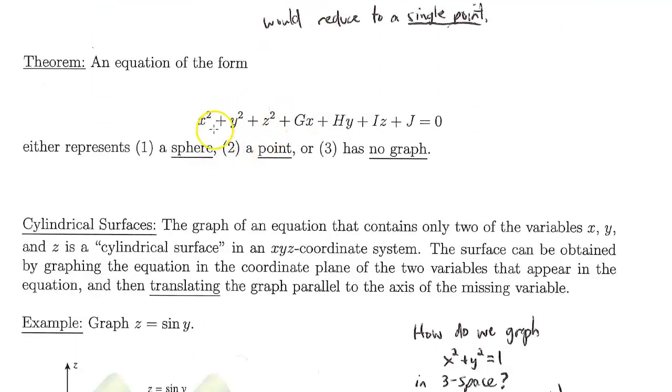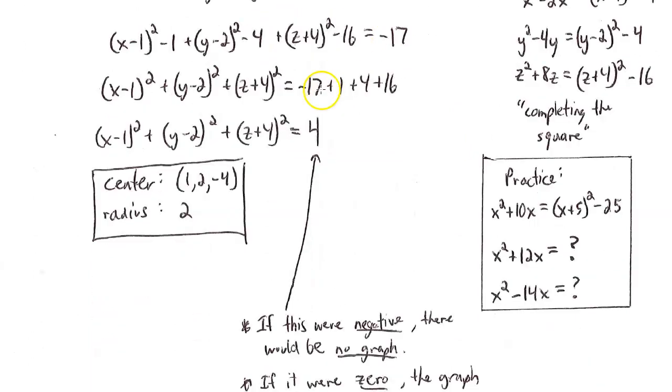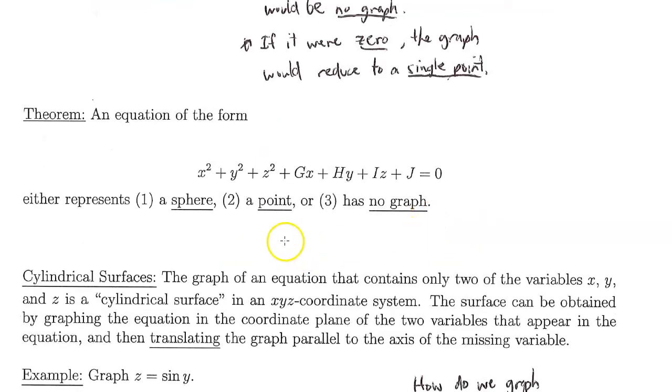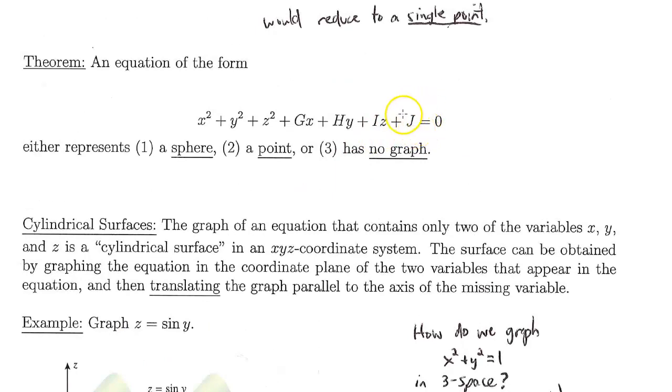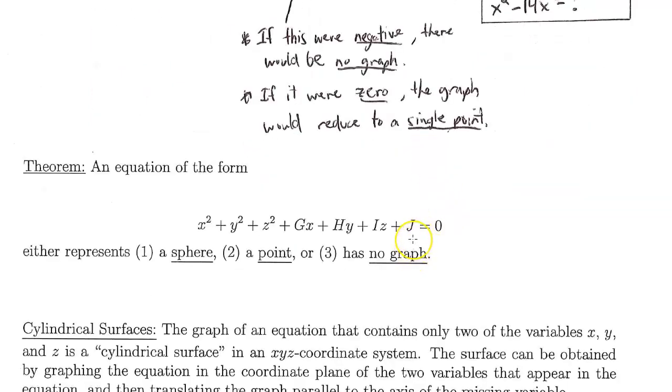So if you have an equation of the form x squared plus y squared plus z squared plus some number times x plus some number times y plus some number times z plus some number equals 0, and notice that's exactly what we have here. Now the g here in this case would be negative, and that's fine, and the h is negative. But anything of this form will either be a sphere, or a single point, or you could have no graph. It depends on how big this j is in comparison to the g, the h, and the i. The smaller j is, the more likely you are to have an actual sphere. If you keep cranking up j bigger and bigger, you could end up with no graph.